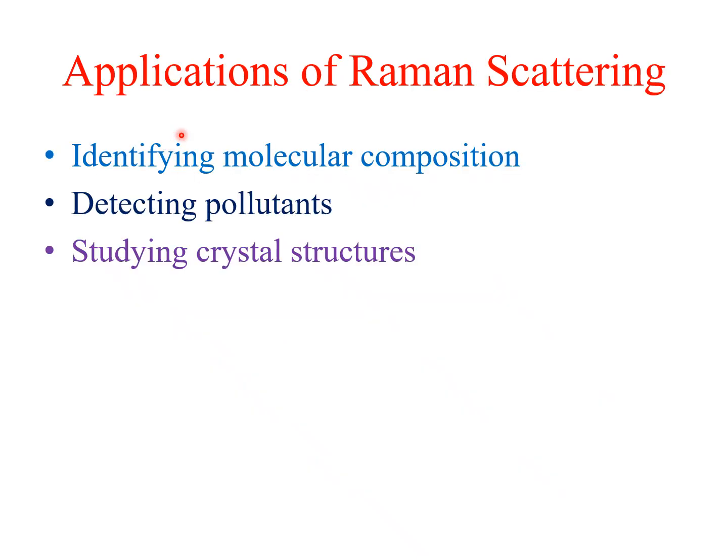The very important applications of Raman scattering. We can identify molecular composition based on its vibrational and rotational energy. That is, based on their vibrational energy levels, it will absorb a light, incident photons. Detecting that, we can calculate the molecular composition and pollutants. We can study the crystal structures also.